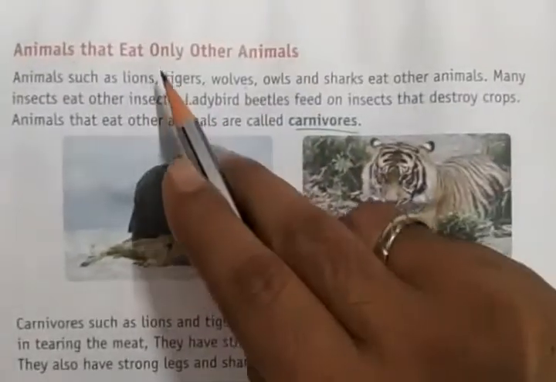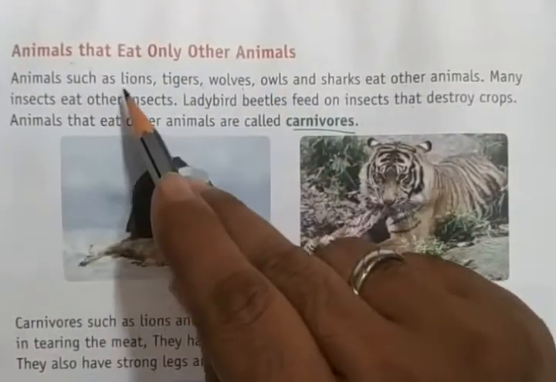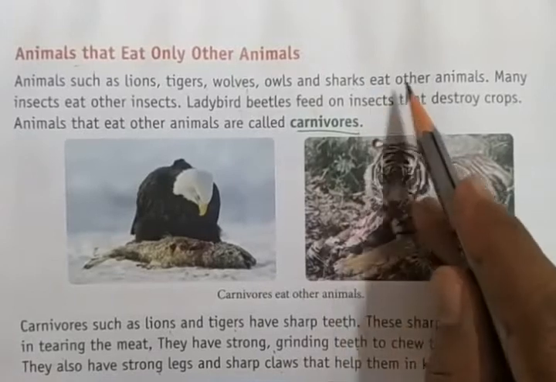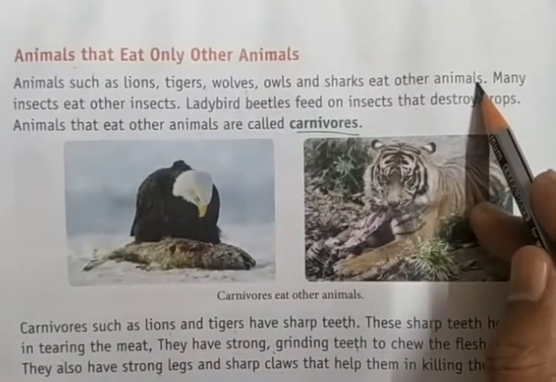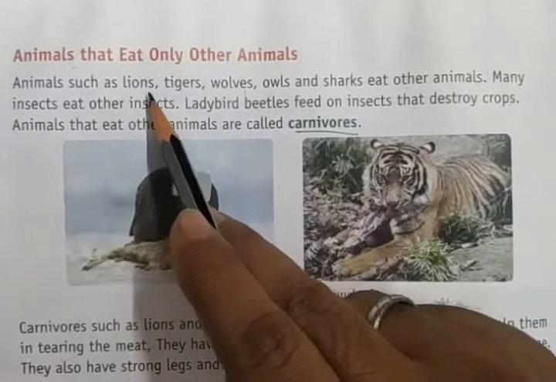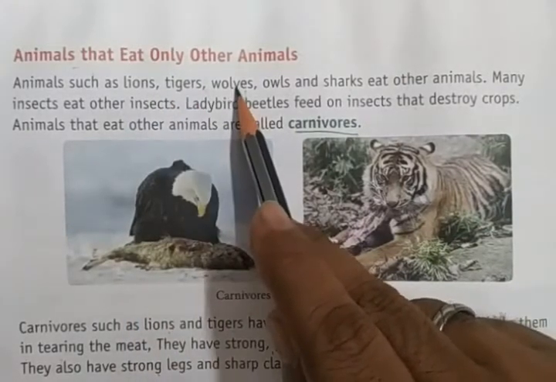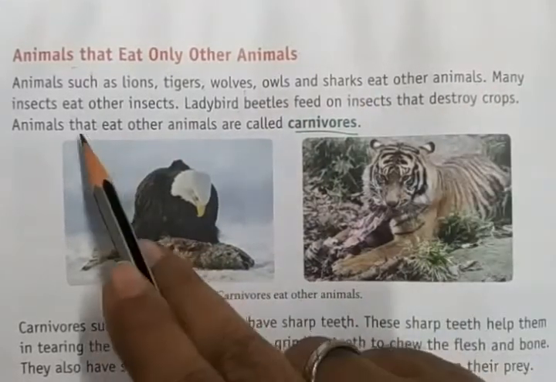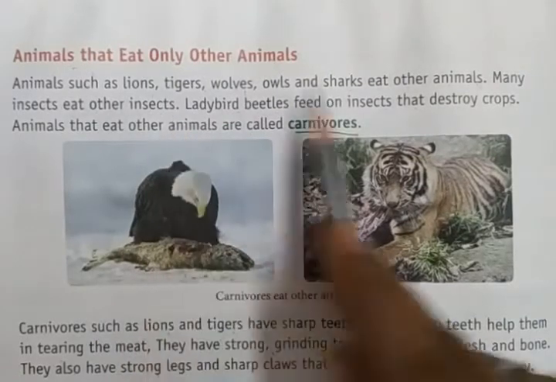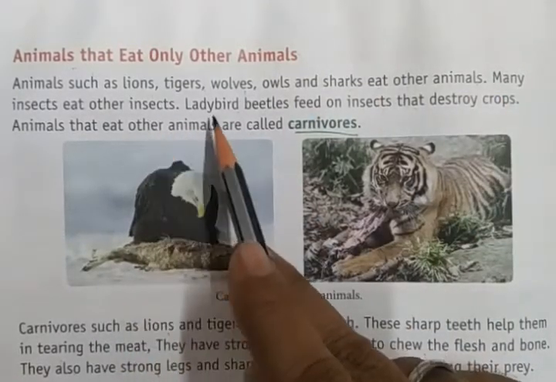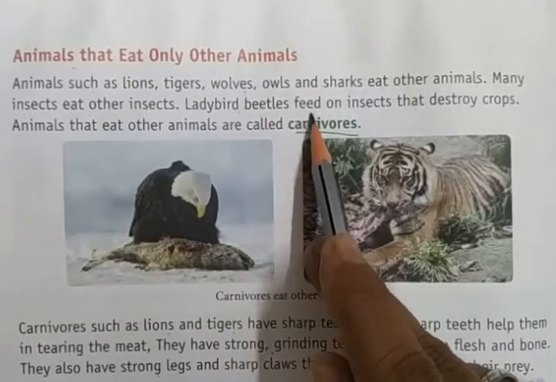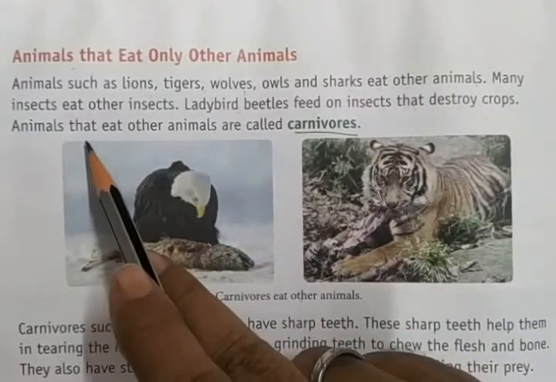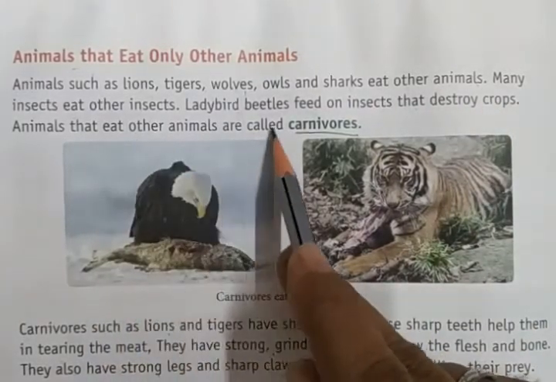Animals that eat only other animals. Animals such as lions, tigers, owls and sharks eat other animals. Many insects eat other insects. Ladybirds and beetles feed on insects that destroy crops. Animals that eat other animals are called carnivores.